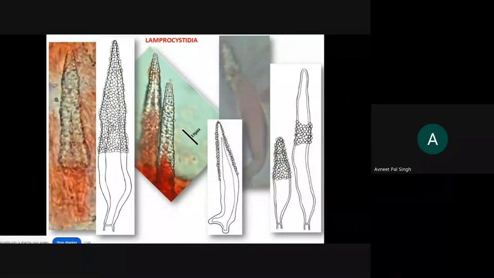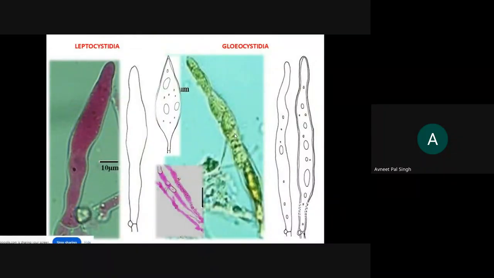See how beautifully these thick-walled cystidia are projecting with a lot of encrustation on their aerial part. We call them thick-walled encrusted lamprocystidia. Just see, there are certain cystidia which have these oily contents. We call them gloeocystidia. And there are certain cystidia which do not have any kind of encrustation. They are called leptocystidia.